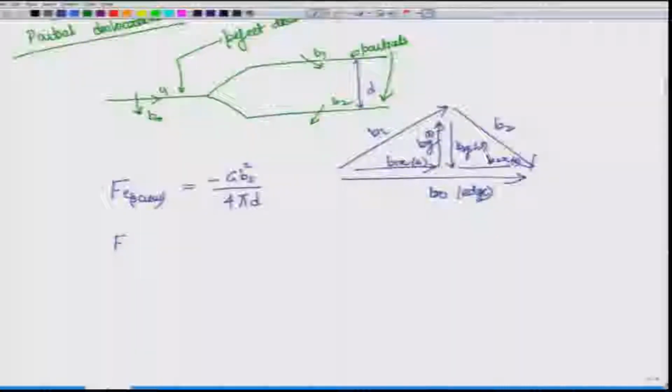Now, these are in the same direction. So, there is an edge dislocation here, there is an edge dislocation here, the distance between them is d, and this will be repulsive in nature. So, the sign will remain positive and there will be a 1 by nu in the denominator. The Burgers vector I have written as E.